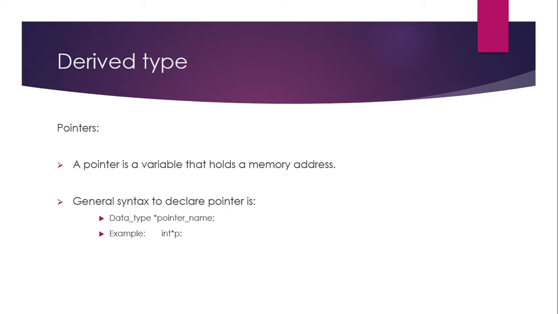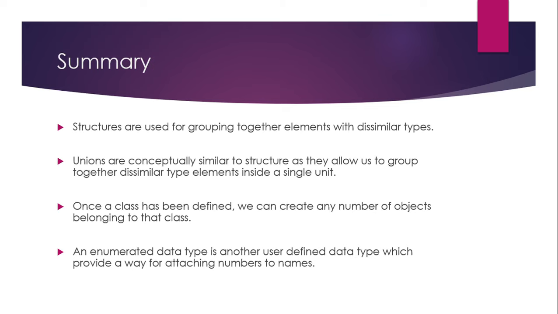Derived data type, pointers. A pointer is a variable that holds a memory address. Always it has the address of a variable. So data type, pointer name, and one example is indicated. Finally, what are we saying about these data types? Structures are used for grouping together elements of a dissimilar type. In structures, any type can be grouped together.